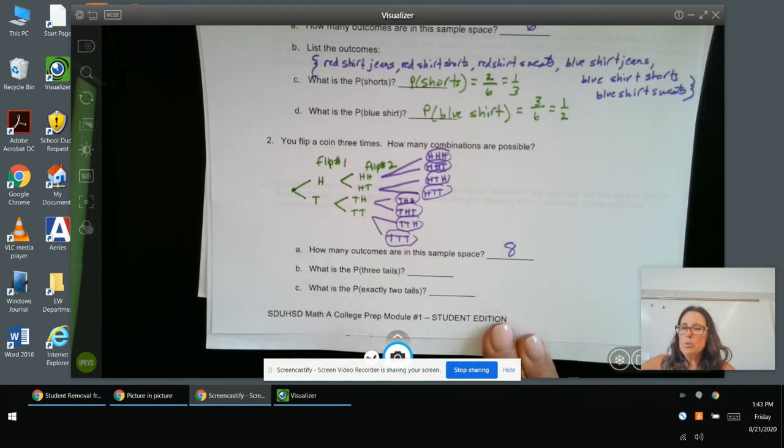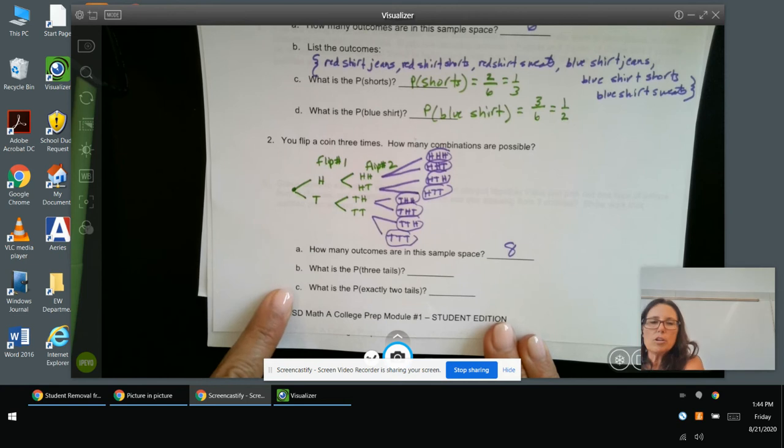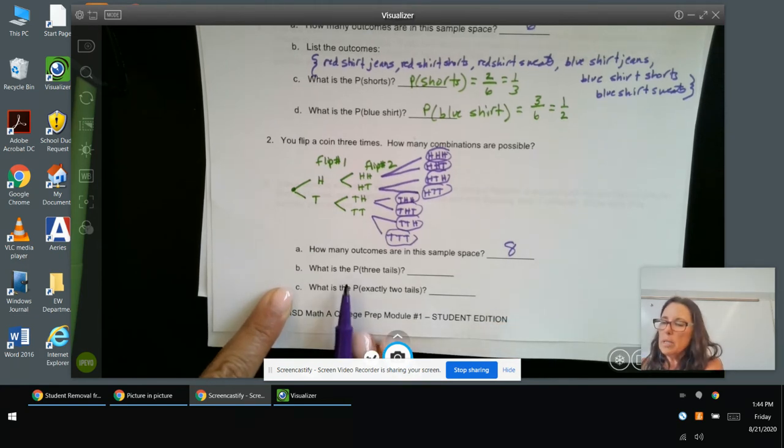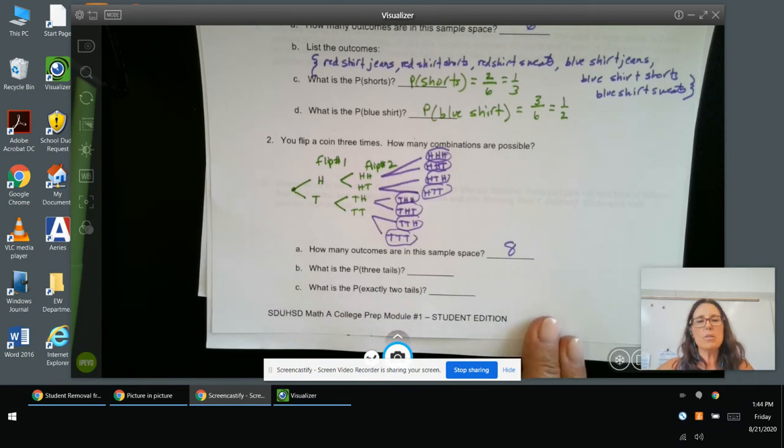Okay, I'd like you to pause. I was going to say turn off your camera, but just pause me. I want you to try to answer B and C on your own. B, what is the probability of getting 3 tails? C, what is the probability of exactly 2 tails? Give that a shot on your own and then click me back on once you have an answer.